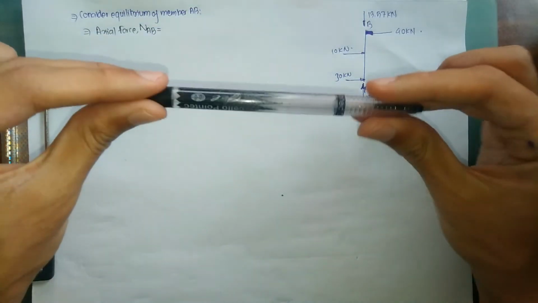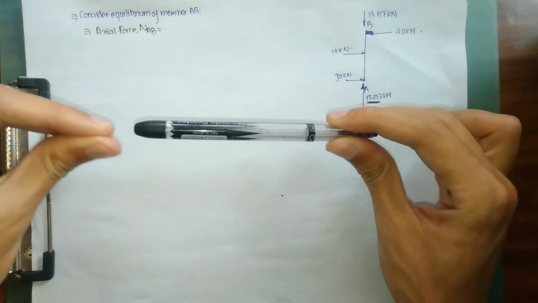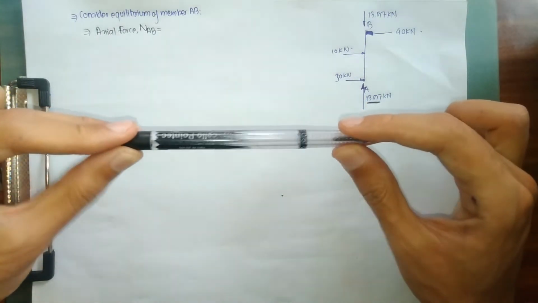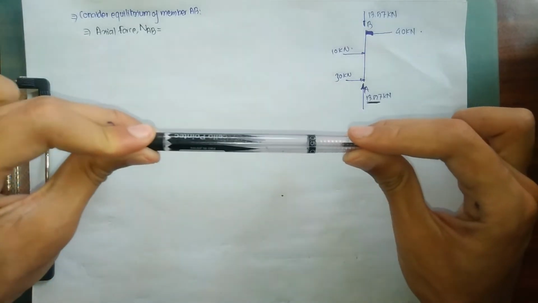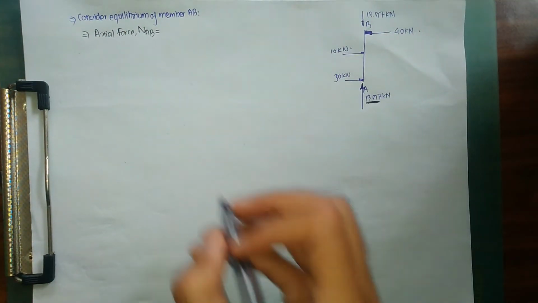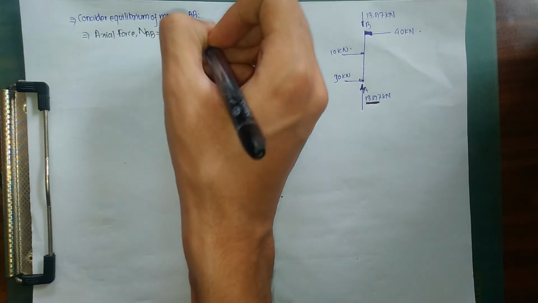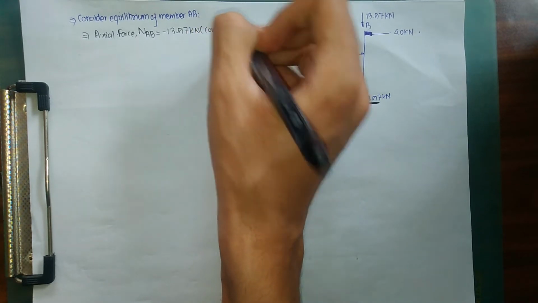If this is our member AB, 13.5 kN is acting in this direction. Both of the 13.5 kN forces are acting inward, so they are actually compressing or squeezing our member AB. So this is going to be a compressive force because they are acting inward. For an inward force, we take this as negative, minus 13.5 kN. Why negative? Because this is compression. So we have calculated our axial force.